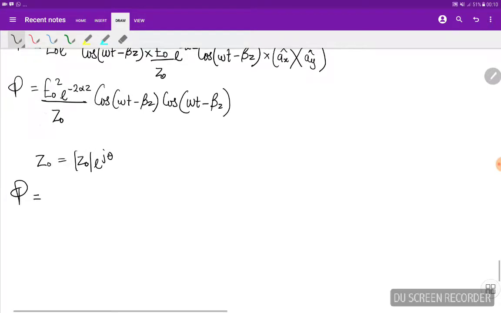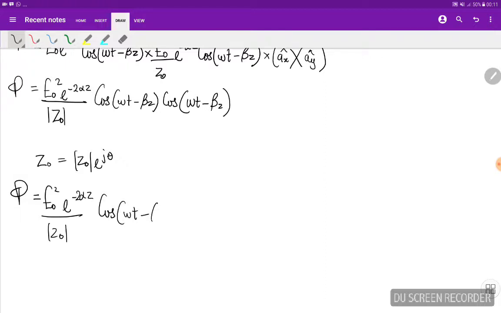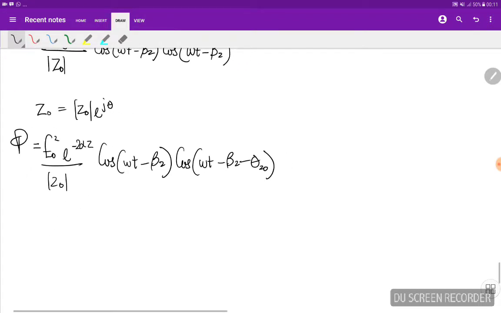So I can replace it as E naught squared e raised to the power minus 2 alpha z over magnitude of z naught, cos(wt minus bz) cos(wt minus bz minus theta z naught). Now it only affects your H field. So your H field is shifted. Its phase is shifted even further.